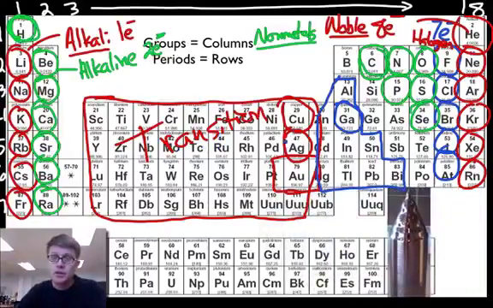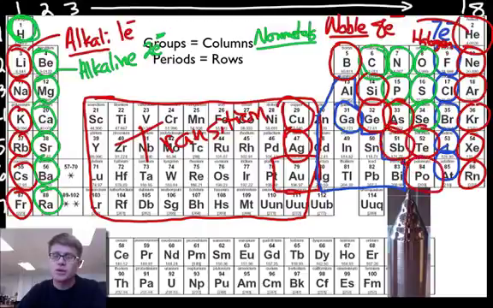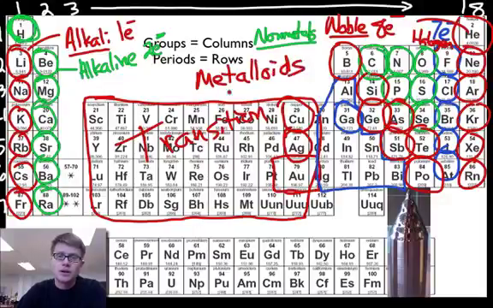Next group then are going to be the metalloids, and so a good color might be red if I could find that. There we go. So the metalloids are going to be here. So that's boron, silicon, germanium, arsenic, antimony, tellurium, and polonium. These are all going to be the metalloids. And these are all semiconductors, and what that means is that they conduct electricity, but they don't fully conduct electricity.